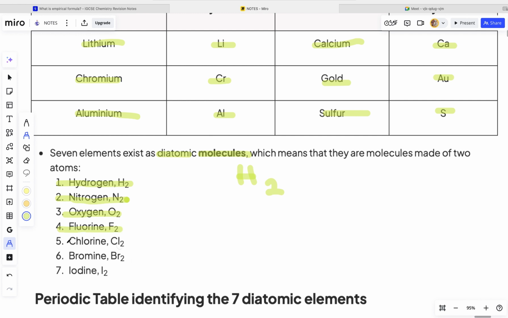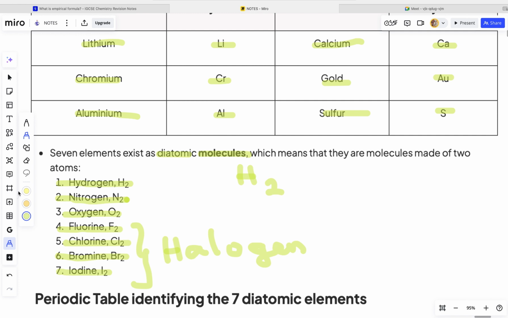We're going to look at the periodic table to identify these elements. The first 4 elements in group 7 are part of it: fluorine, chlorine, bromine, and iodine. These 4 elements in group 7 of the periodic table are called the halogen family. Not all of the halogens, but the first 4 halogens in group 7, are diatomic elements.